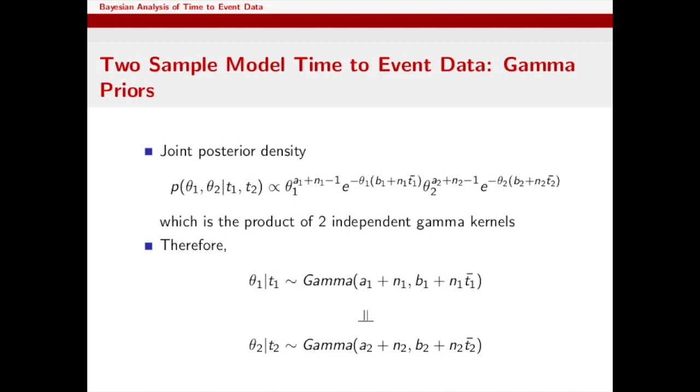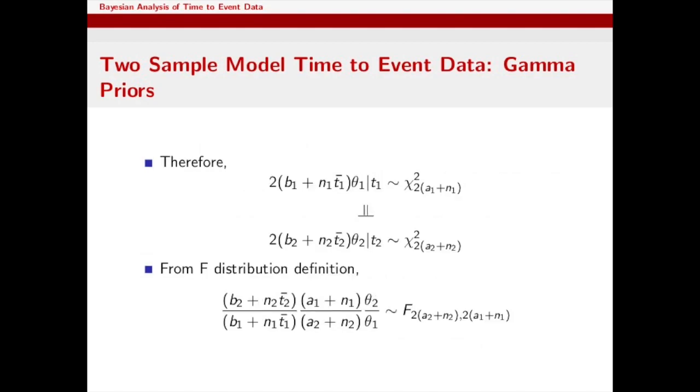So the posterior distribution of theta 1 given t1 follows a gamma distribution where the parameters a and b now consist of the sample size of sample 1 and the median of time 1. The distribution of theta 2 given t2 is similar, but with values that come from the second sample.